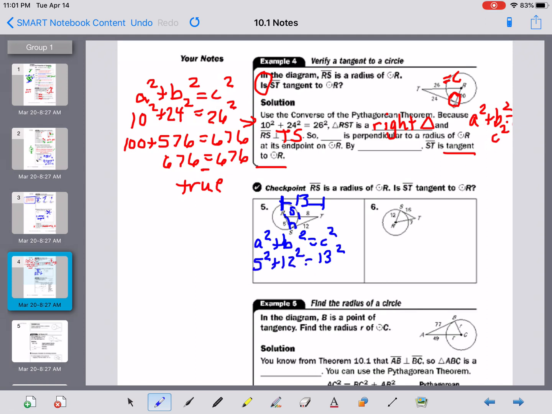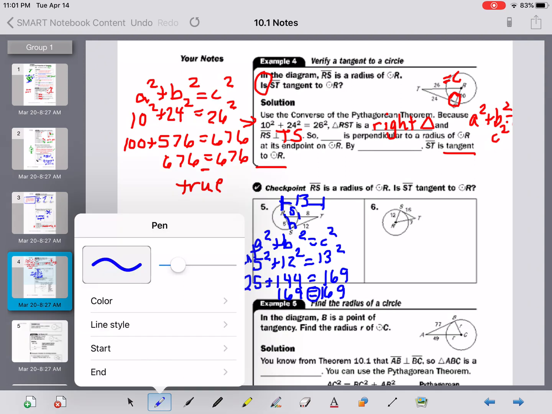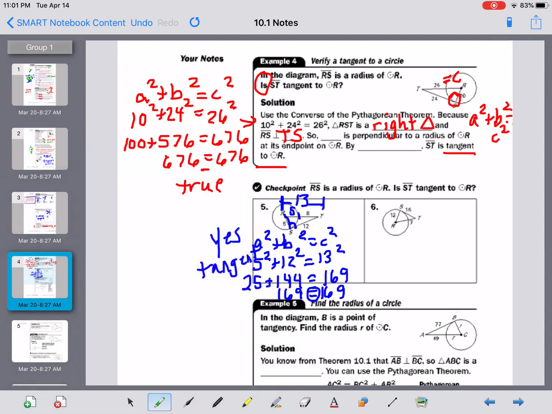So let's check our numbers and see if they'll work on this one. 5 squared is 25. 12 squared is 144. 13 squared is 169. And 25 and 144 make 169. So once again, I have an equality, and because I have an equality, yes, this is tangent. All right, so let's check number 6 over here. Again, they pull the same trick. 12 is my radius, so I'm going to add 12 in here. So my entire side RT here is 19.